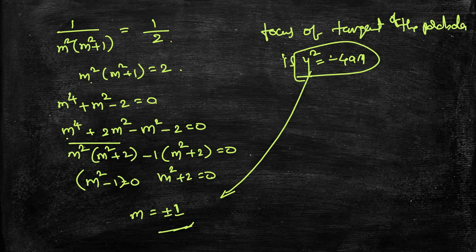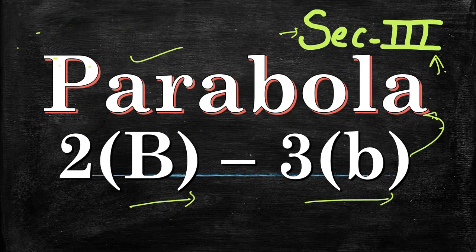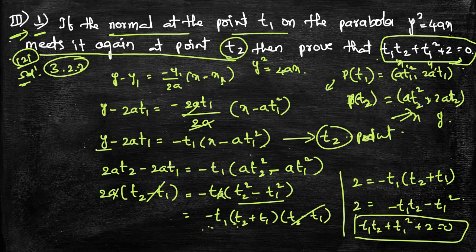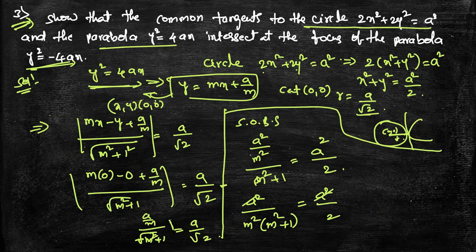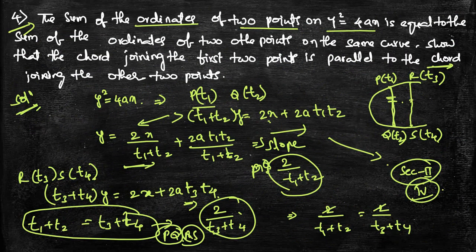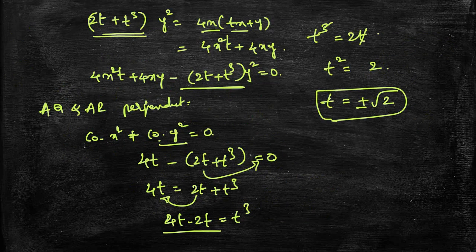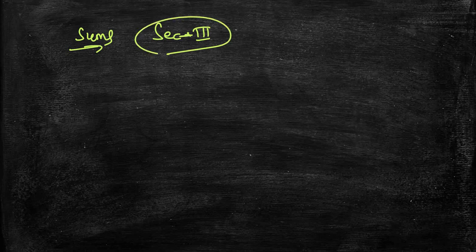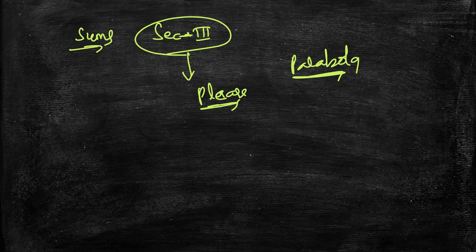So this is the end of the question, and the first question is completed, the second question is completed, the third question is completed, the fourth question is completed, and the fifth question is completed. So these are the total sums completed in Section 3. Section 3 total sums are completed. So this is the end of the parabola chapter. All sections of the parabola are completed.